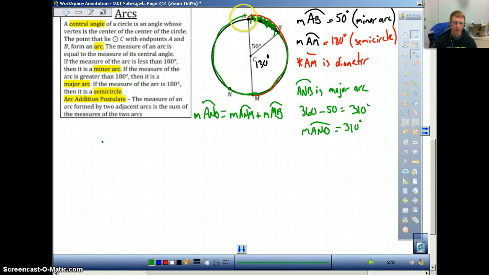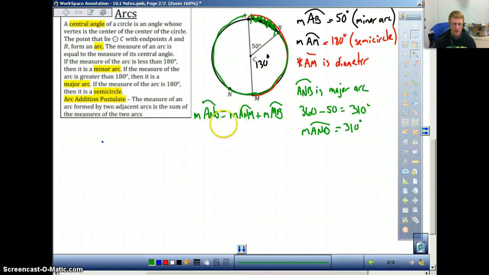Okay, so in other words, we have arc AN B is equal to arc AN M, which is this half right here, plus arc MB. It's really, really basic. If you're adding two things up, it will give you the whole, or everything that you have. So if I wanted to add this and this, then it would just give me the entire thing. It's a pretty basic postulate. Do not make this more confusing than it is.